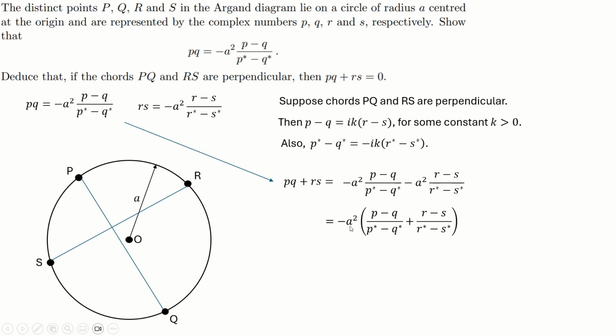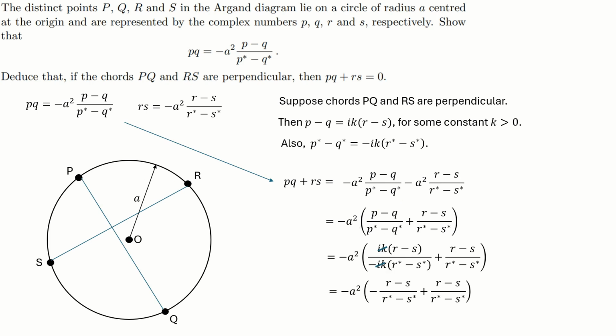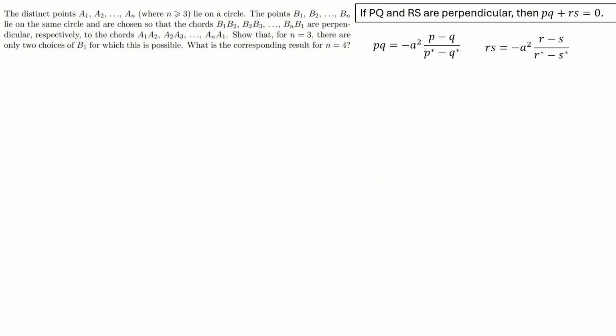We can of course factorize out the A squared, and then we're ready to start putting in these results into P minus Q and into P star minus Q star here. So we can put in these two results. We can cancel out some IKs, and then you notice that the bracket is just cancelling itself out. So the whole thing equals 0, which is what we were asked to get.